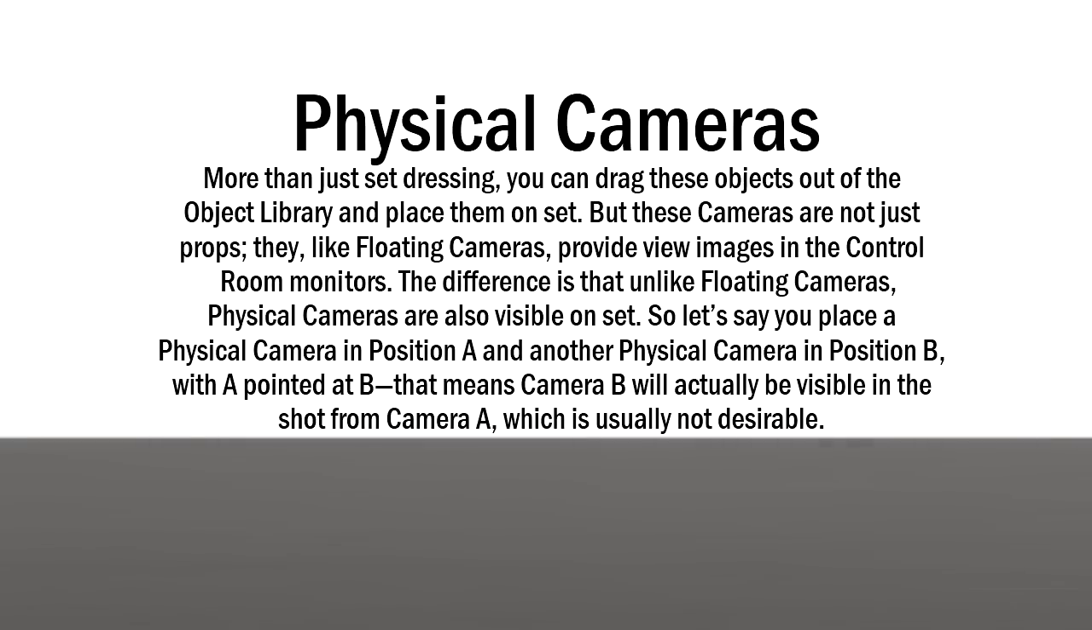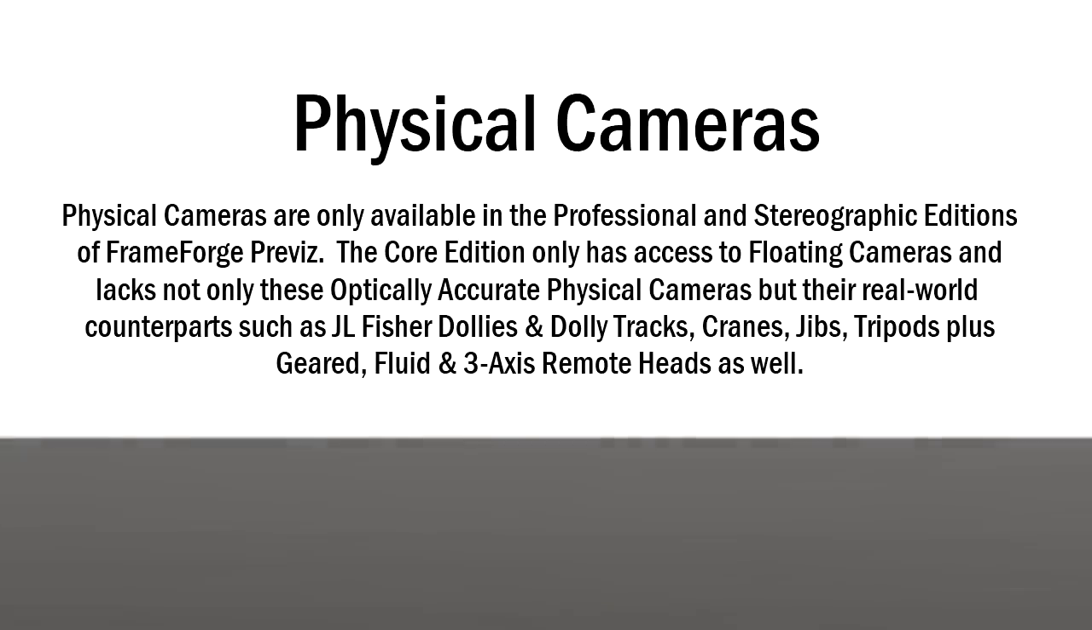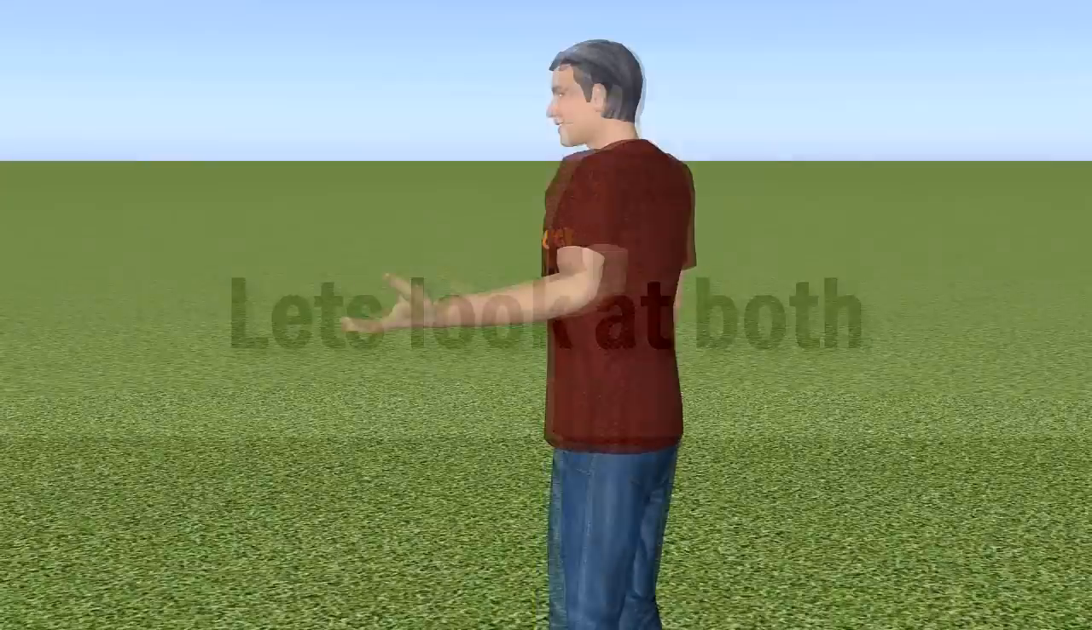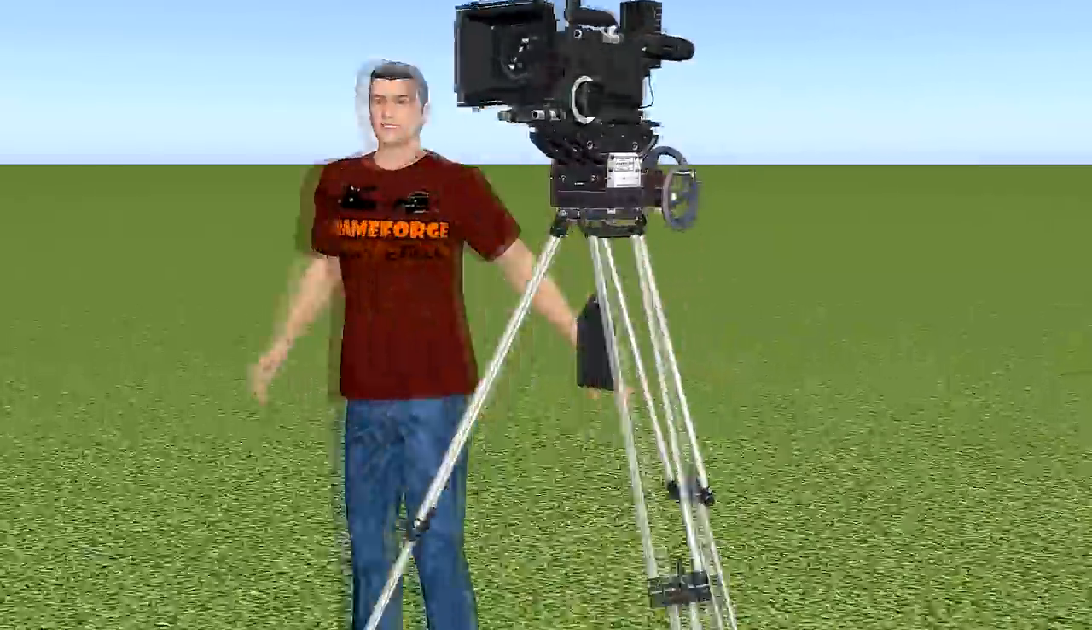On the other hand, physical cameras, these are more than just props. These are fully functional, fully maneuverable camera objects that are visible on set, and you can actually attach them to their real-world counterparts like dollies and jibs and cranes. Bear in mind, however, physical cameras are only found in the professional or the stereographic editions of FrameForge Previz. The core edition only has floating cameras. So let's take a look at both. Here I am with a floating camera, and here I am with a physical camera. I think the differences should be clear to you.